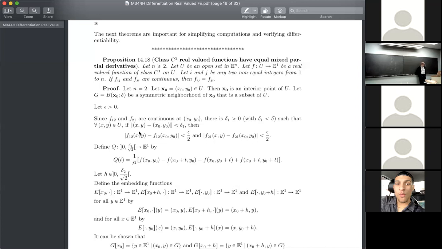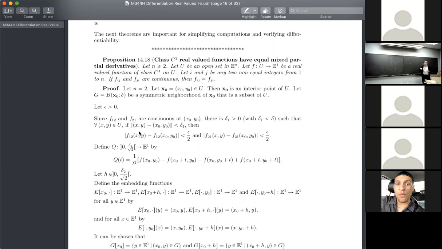What the theorem says is, I have a class C1 function on an open set. Now, what does that mean? That means the partial derivatives with respect to the first variable, the partial derivatives with respect to the second variable, and however many variables we have, the partial derivative with respect to as many variables as we have, those are all continuous functions on the set U, whatever the domain is. So they're all nice and continuous functions. Okay, that's class C1.